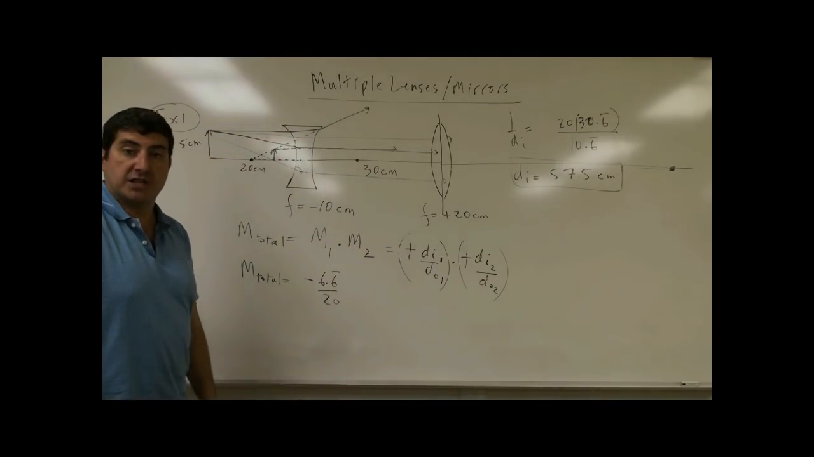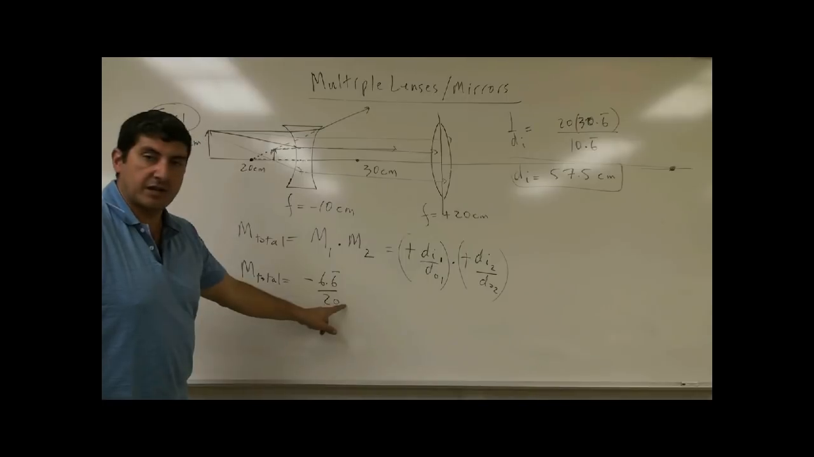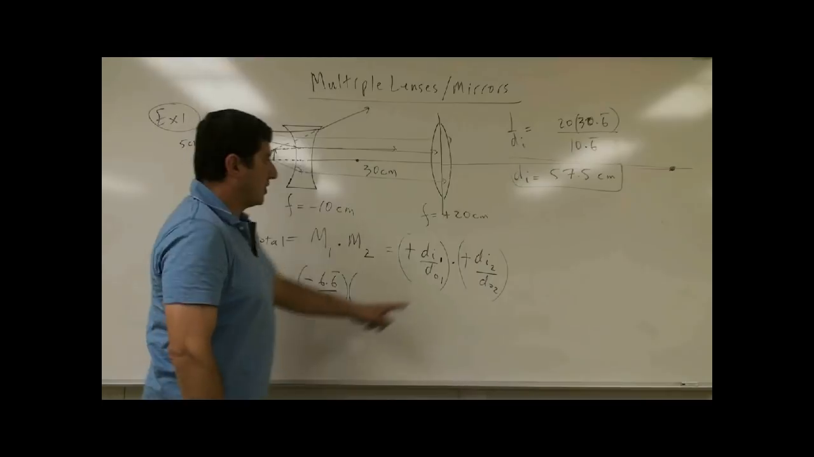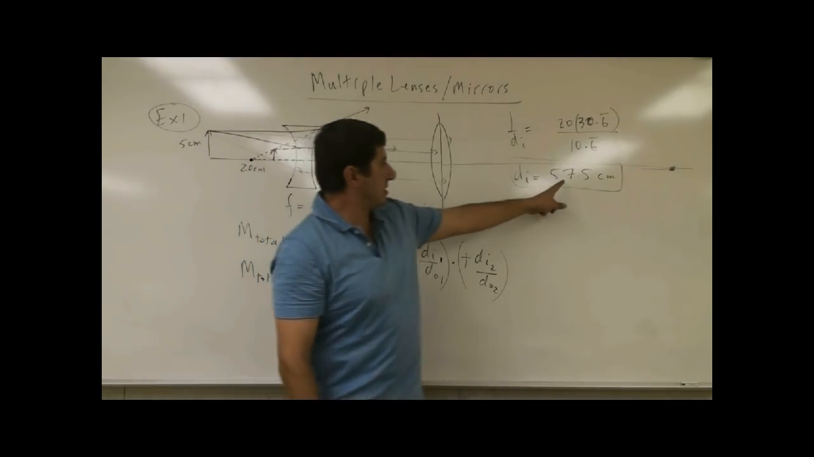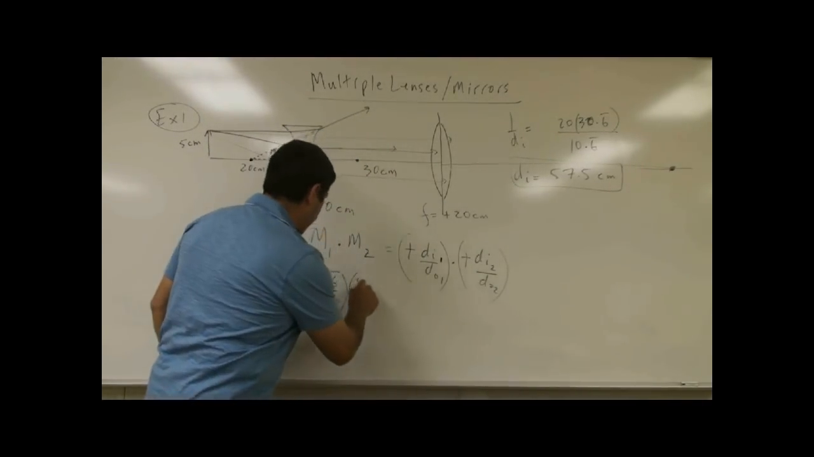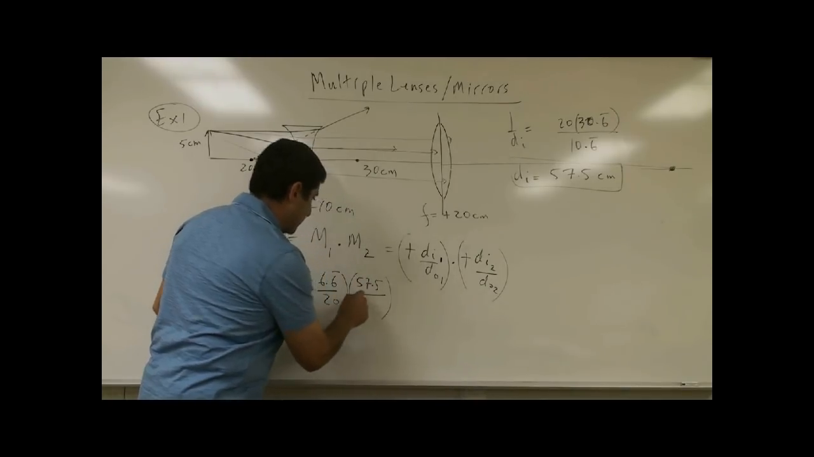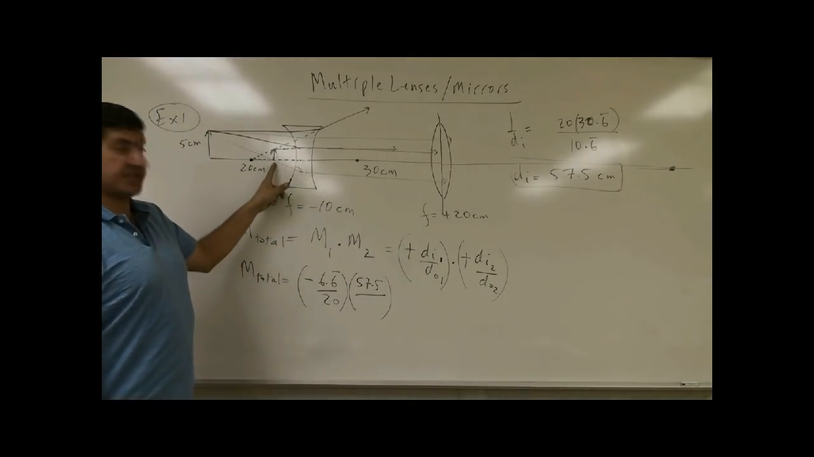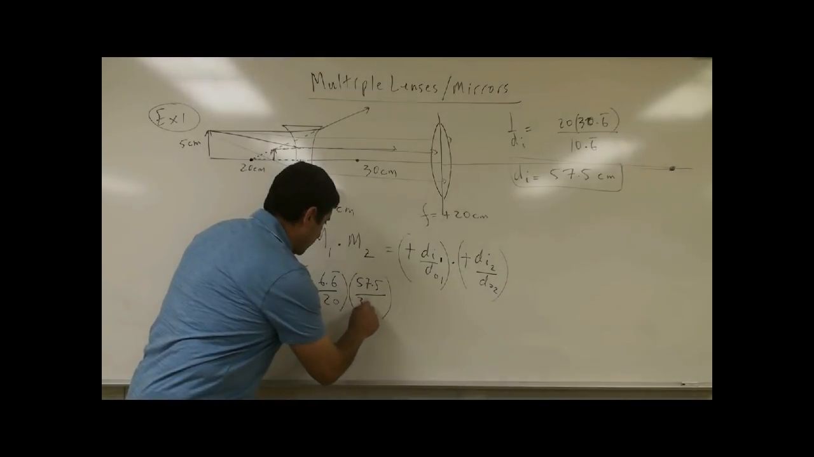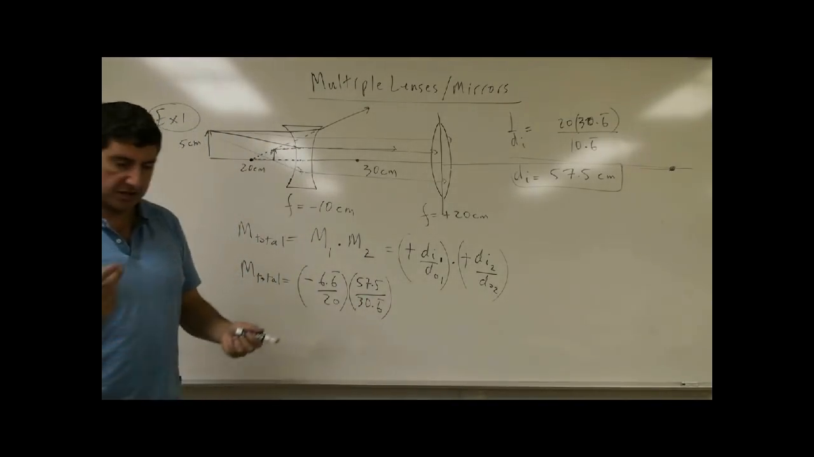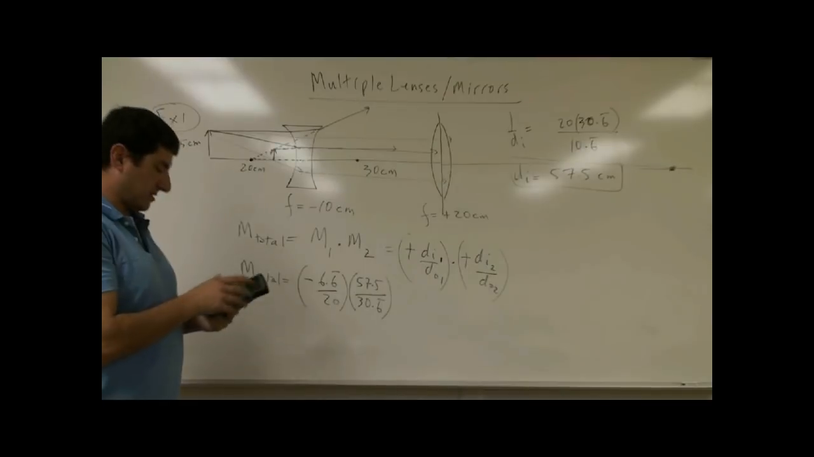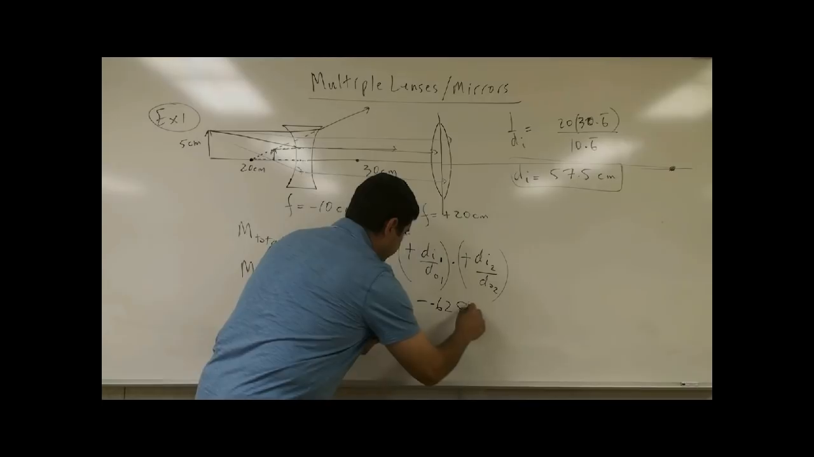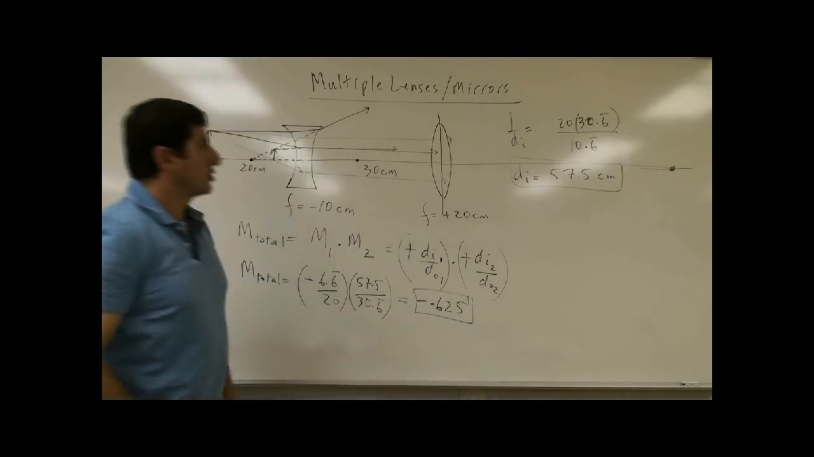Notice that these are all unitless numbers. This is centimeters over centimeters, which becomes unitless. Okay? What's di2? Well, that's this one, 57.5. Okay? What's do2? That was the 30.6666, right? 30.6 bar. So basically, just take the product of all of that. Negative 0.625. It's unitless. So what does that mean?